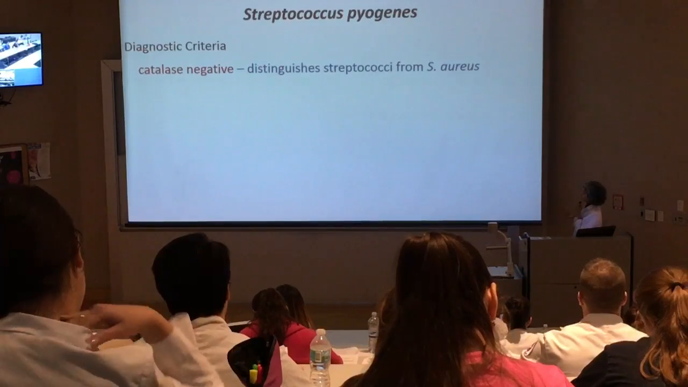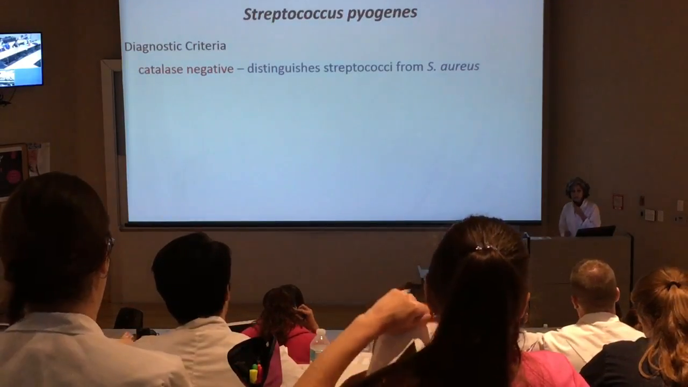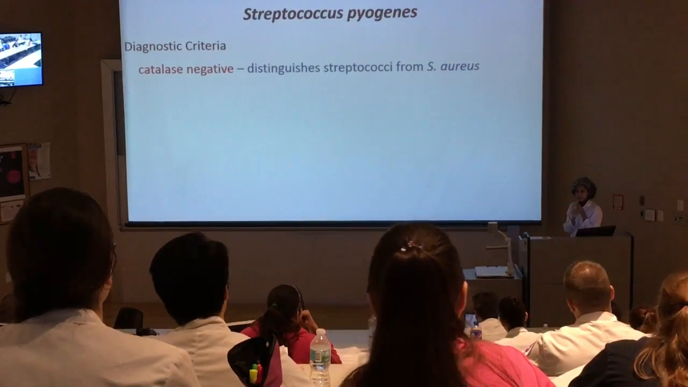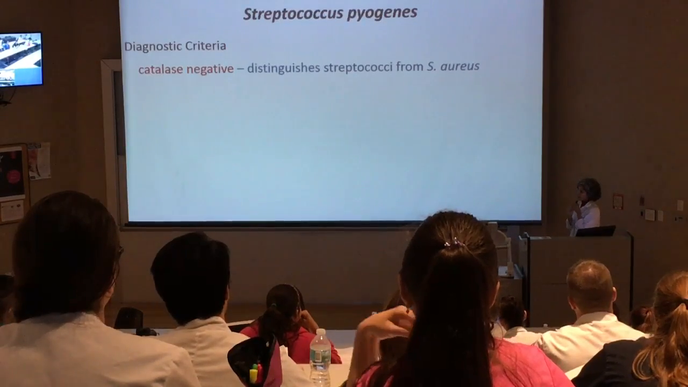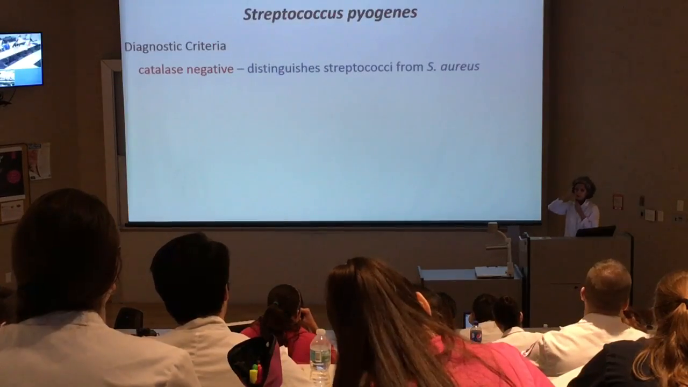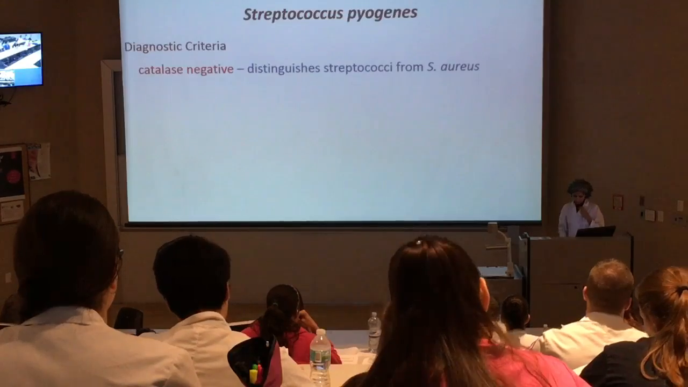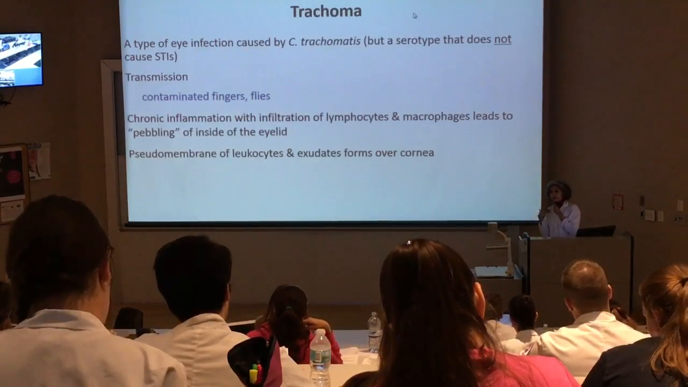So Strep pyogenes, we've talked about catalase positive or catalase negative for just a few of the bacteria. Can you give me an example of a bacterium that is catalase positive? Staph aureus, very good. So they're both cocci, so catalase negative would be streptococci, and catalase positive would be your Staph aureus. Okay.